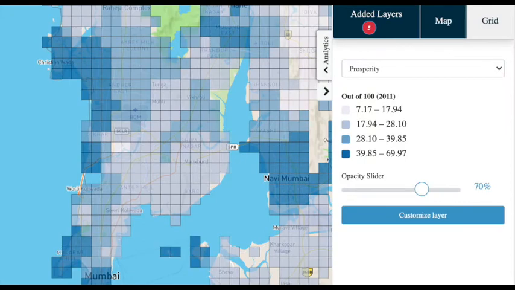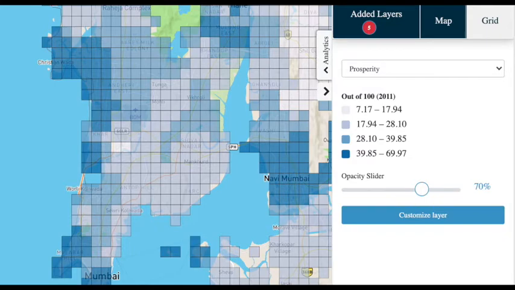This is the map of Mumbai broken down into different blocks. Each block that you see over here indicates where it is in the prosperity index, overlaid with the prosperity index. What I mean by that is the darker the color of the block, greater is the prosperity of that area.